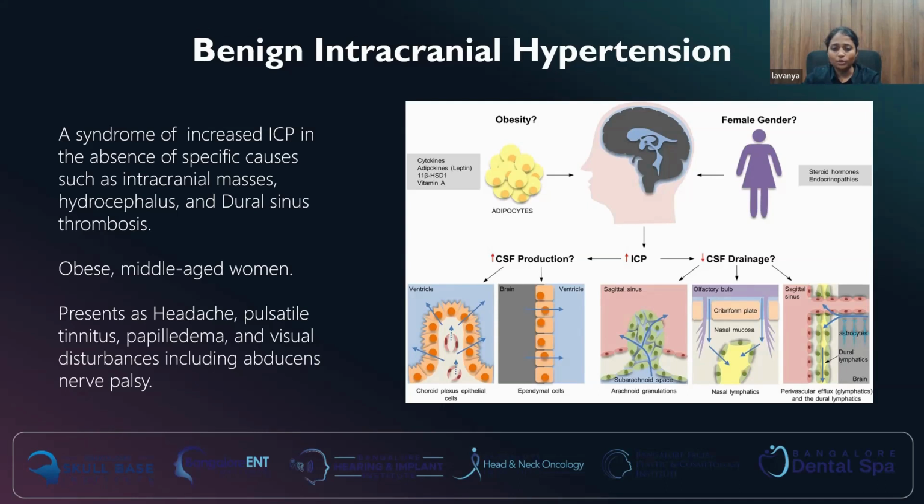For the pressure to increase, either there has to be more production or a decrease in the drainage, or the balance between both of them is disturbed. We do not exactly know the cause here, whether the CSF production is raised or the CSF drainage is decreased. More of the theories go towards a decrease in the CSF drainage, where the arachnoid granulations do not follow the absorption pattern seen in normal individuals.